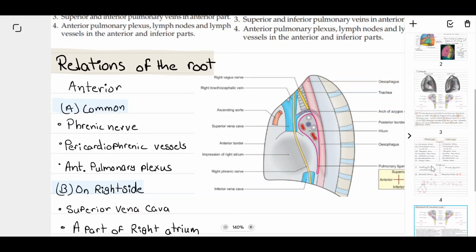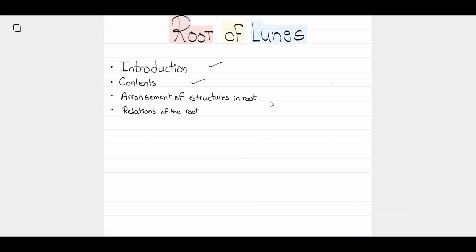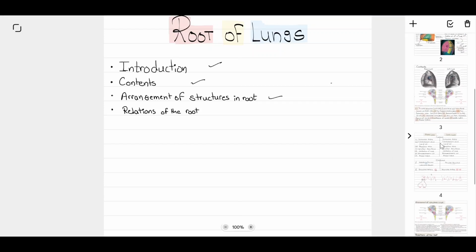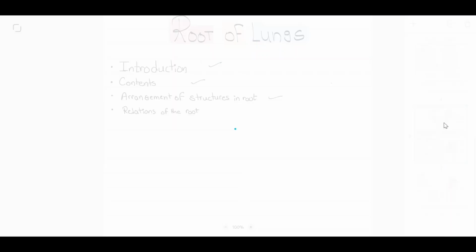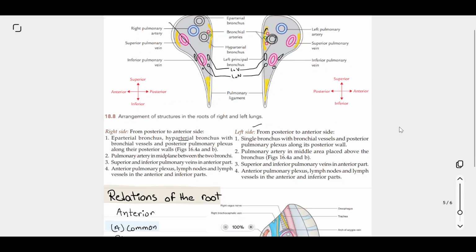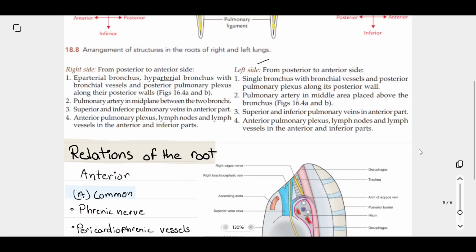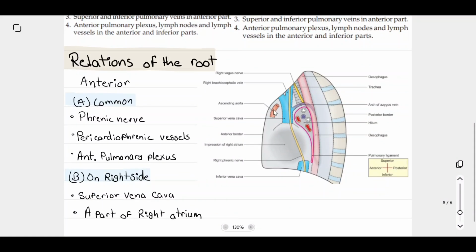So, done with the introduction, contents, and arrangement of the root. Lastly, we will be going to cover the relations of the root. So now covering the relations of the root. The relations of the root can be well understood with the help of these diagrams.